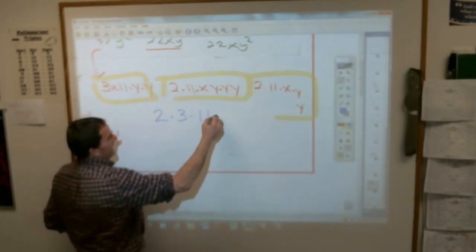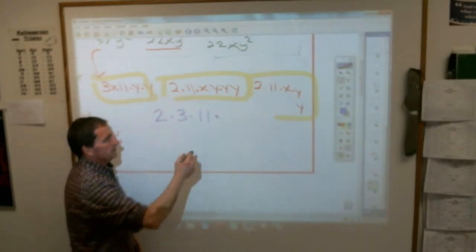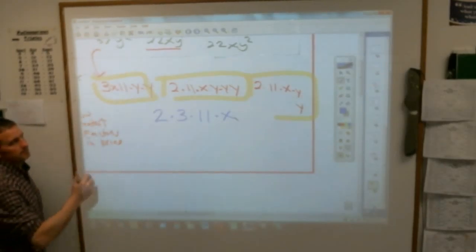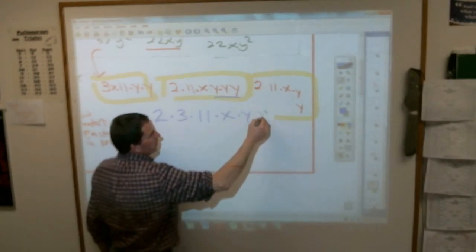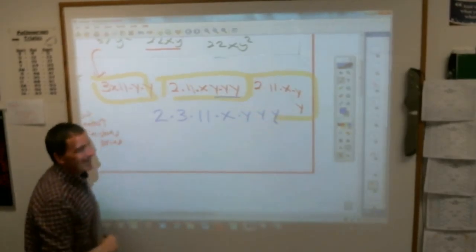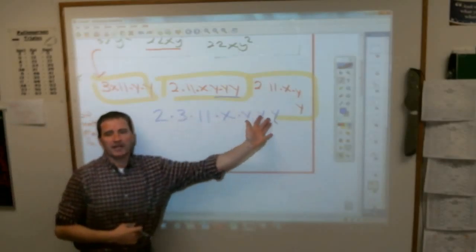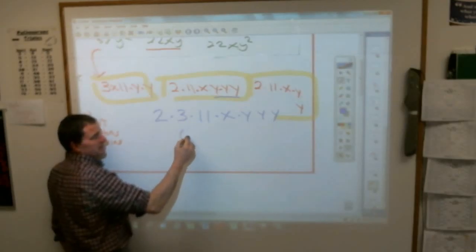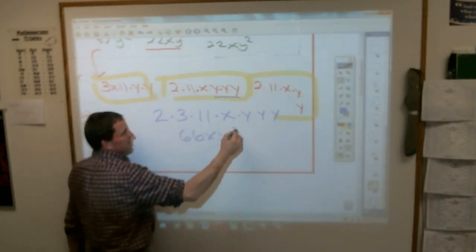Which group has the most x's? This one has 1, as does that one. And which group has the most y's? This one, with 3 of them. Your least common multiple is what you get when you re-multiply all this, which would be 2 times 3 is 6 times 11 is 66, x, y to the 3rd power.